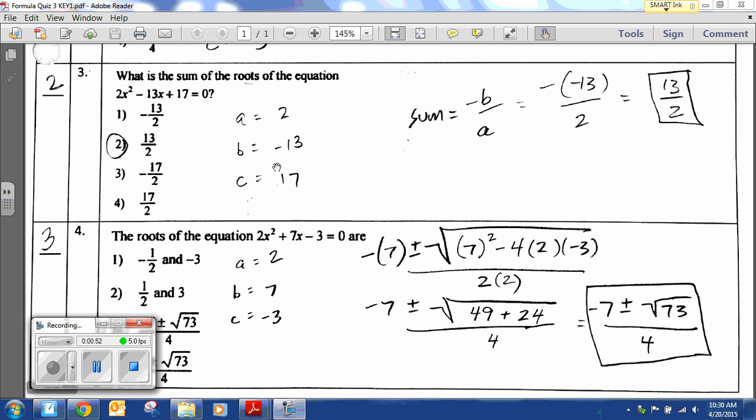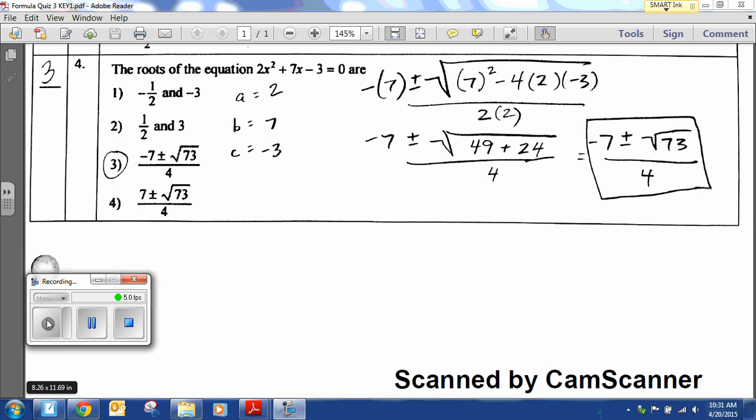The sum of the roots is -B over A. As you can see, the coefficients of the standard form equation are 2, -13, and 17, so therefore we're going to use B, which is -13, and the opposite of -13 is +13. So the answer is 13 over 2.